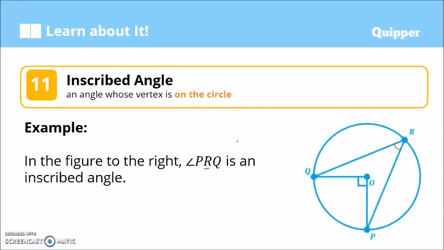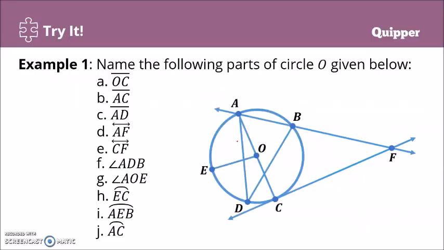So, let's have an example. Name the following parts of circle O given below. So, what do we call line segment OC? Line segment OC. This is a radius. Next, line segment AC. This is a chord that passes through the center of the circle, and so this is called a diameter. Okay, diameter.